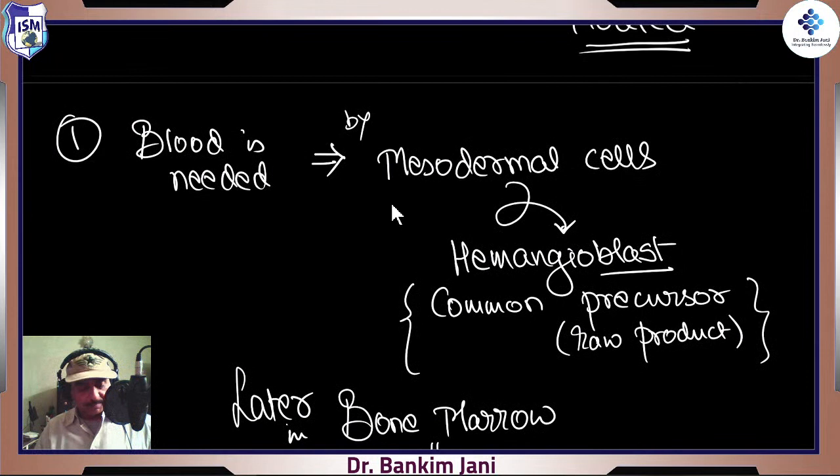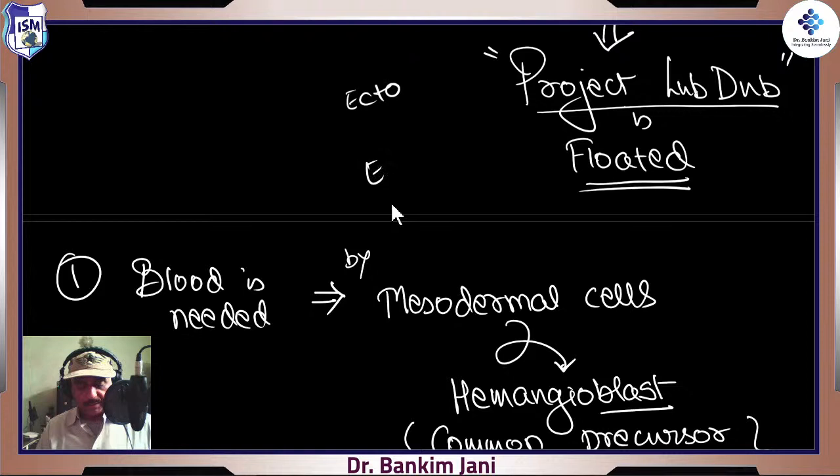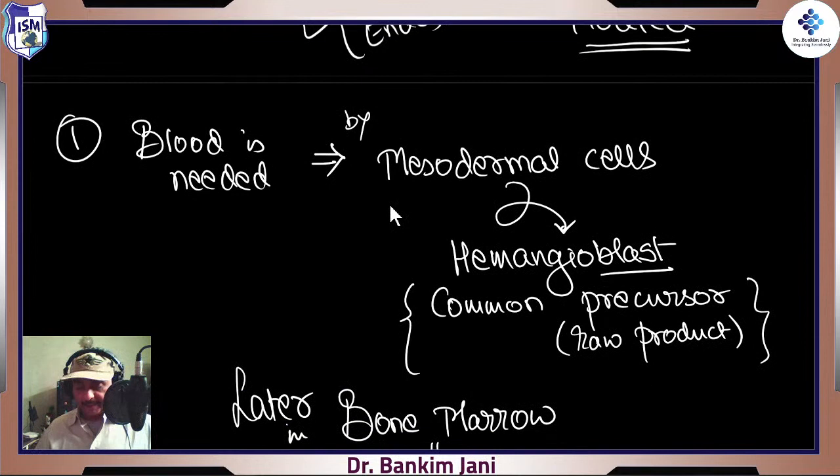Blood is needed. Yes, blood is needed. So then what shall we do? There are three types of cells: ectoderm, endoderm, and in between is the mesoderm, right? So it is the mesoderm which is taking this responsibility. Now these cells, they differentiate. What is differentiation?